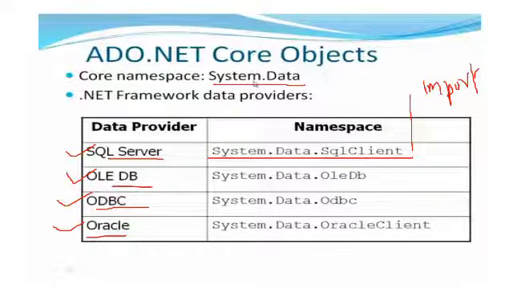The core namespace is System.Data. When you import the System.Data namespace, which holds the core classes, you can access all the object classes of the providers. The provider is mostly SQL Server or Oracle. OLEDB is used for MS Access type of database. So you have to note this here.